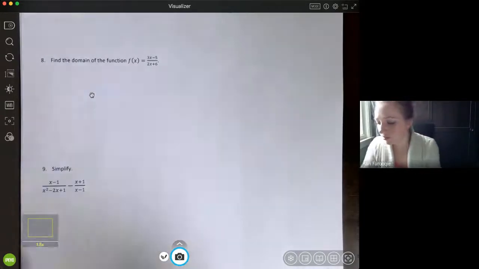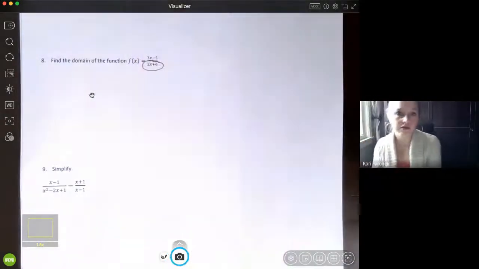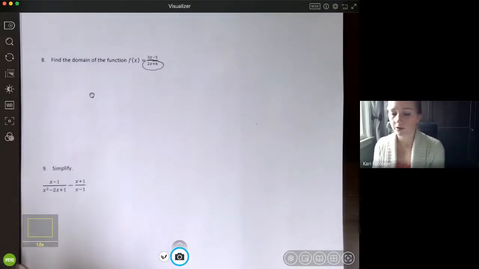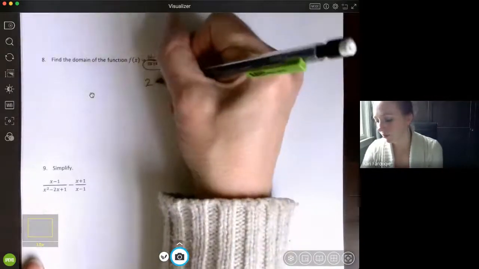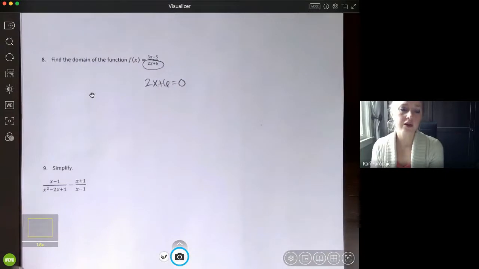What that means is you need to find values of x that would make the denominator 0. We can't divide by 0. If you divide by 0, your function's not defined. So take your denominator and set it equal to 0. And we're going to find values here, or in this case, a value that we need to exclude. And this is going to help us find our domain.